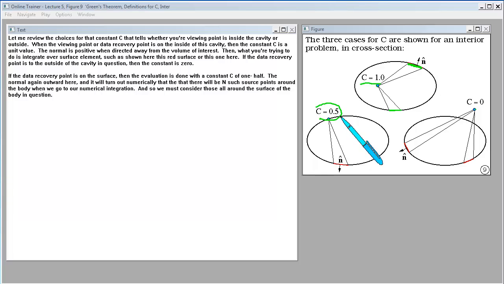The normal is again outward here, and it will turn out numerically that there will be n such source points around the body when we go to our numerical integration. And so we must consider those all around the surface of the body in question.